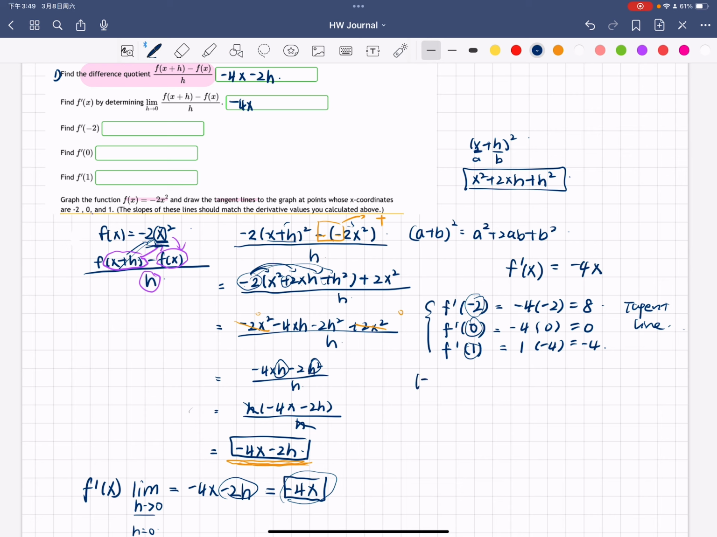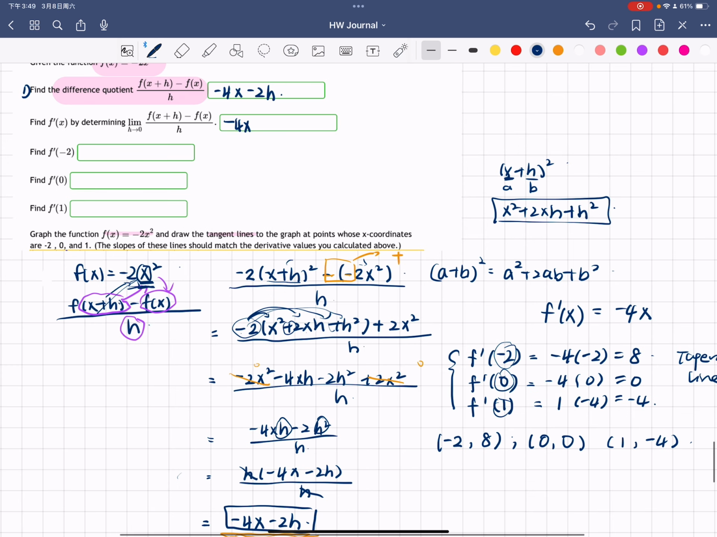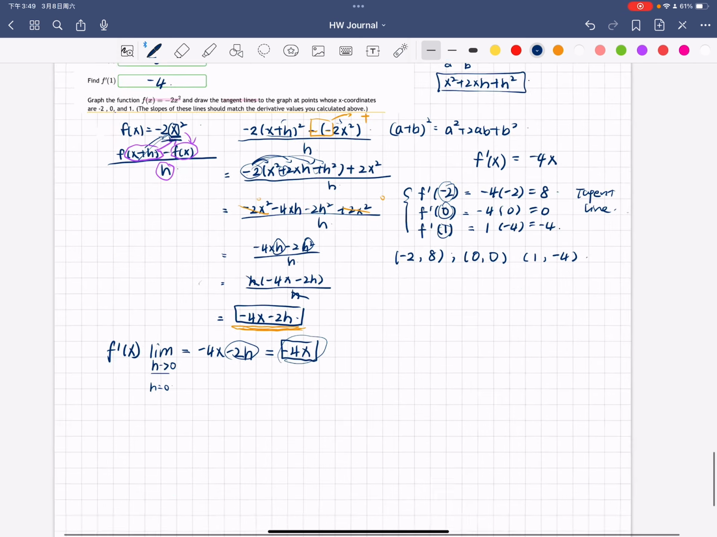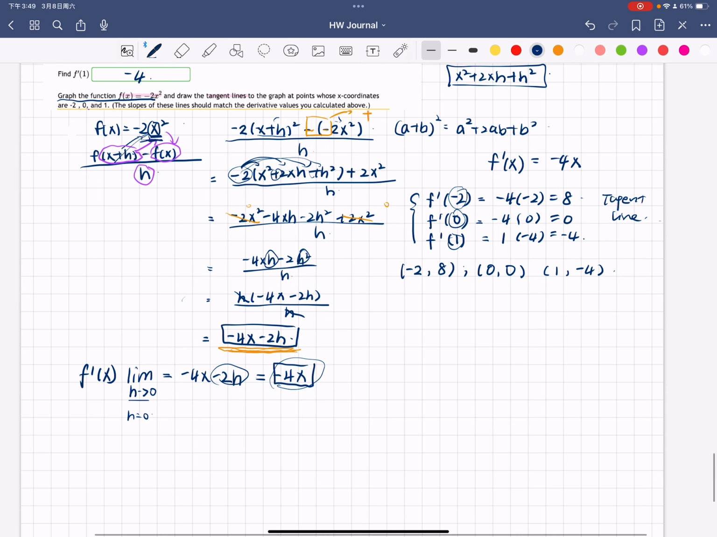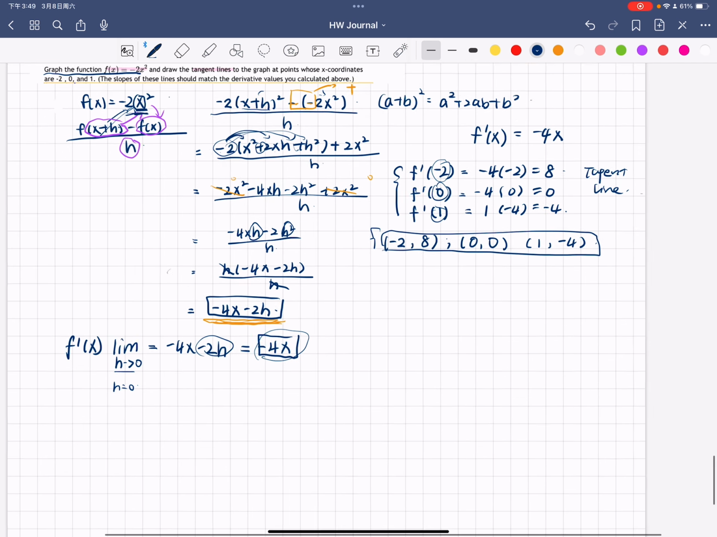As the x value is negative 2, we get 8 for y, 0 for x and 0 for y, and then lastly, 1 for x and negative 4 for y. So let's write down our answers. And then lastly, we're going to be graphing the function negative 2x squared and also drawing the tangent lines with the coordinates that we found through this process.